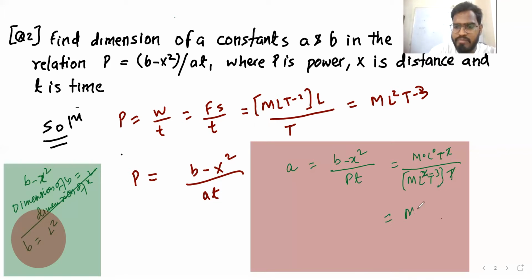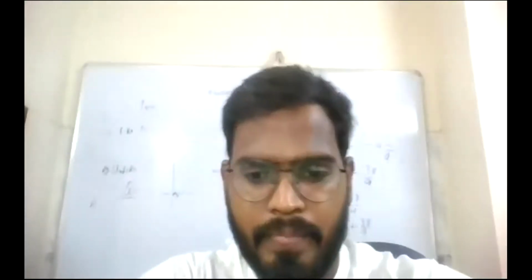We cannot cancel this L, right? So we can say M minus 1. L is there 0 anyway. So L minus 2, and then T is there, 1 T is there. So that is in plus, this is in minus. So T to the power plus, this will become plus, so 3 and 1, 4. So M minus 1, L to the power minus 2, T to the power 4.